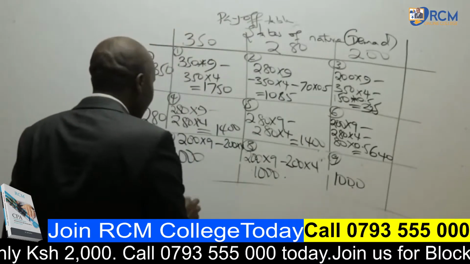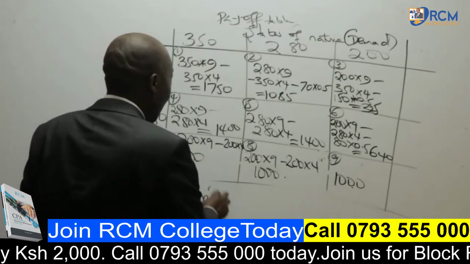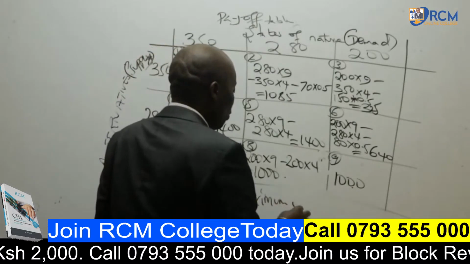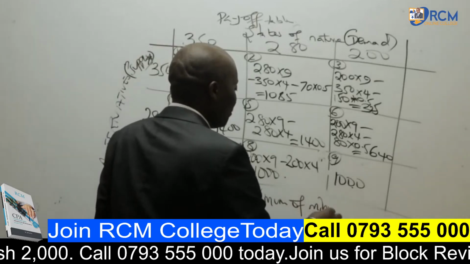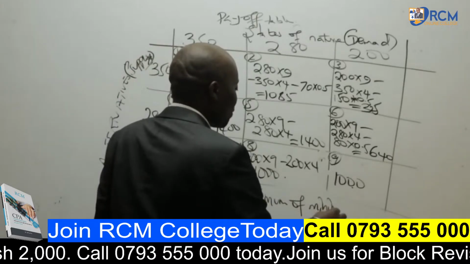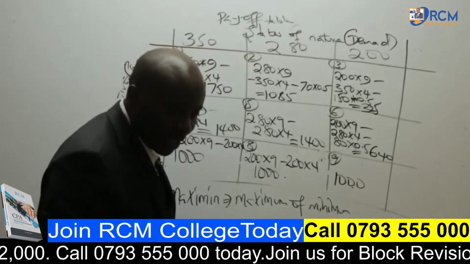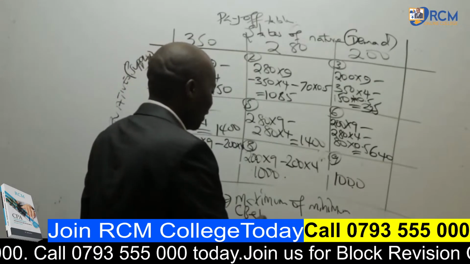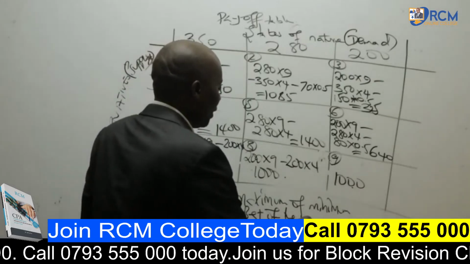So Max Mini is maximum of who? Minimums. It's maximum of minimums. Basically, it is the best of the worst. Thank you very much. It is the best of the worst.